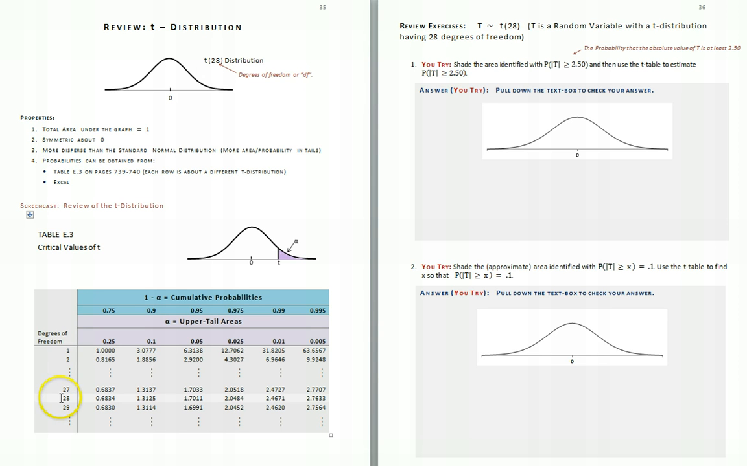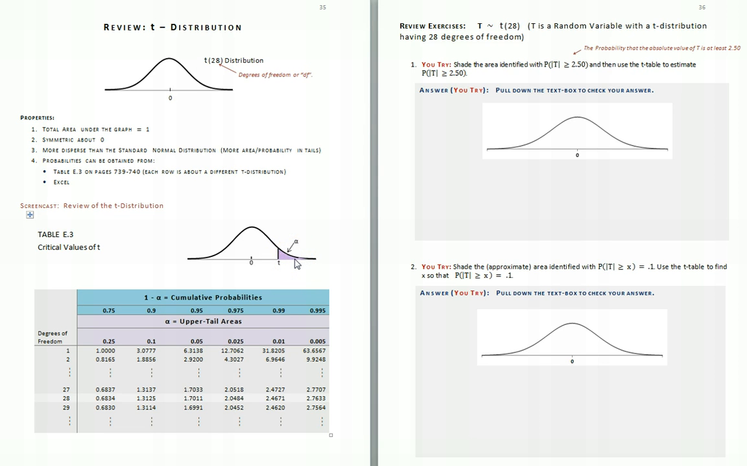So let's see. 28 degrees of freedom row, a number as close as possible to 2.50. Now we could interpolate, but that's more work than we're going to do for this problem. Here's a number as close as possible to 2.50, 2.4671. And if we go up to here, we see that to the right of 2.4671, we have an area of 0.01.